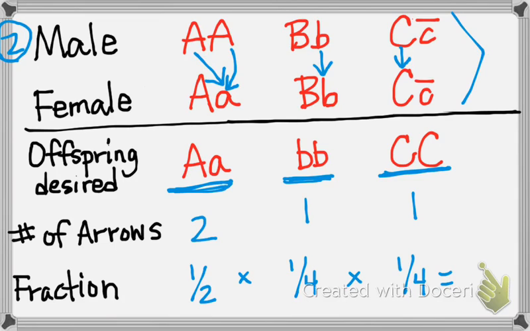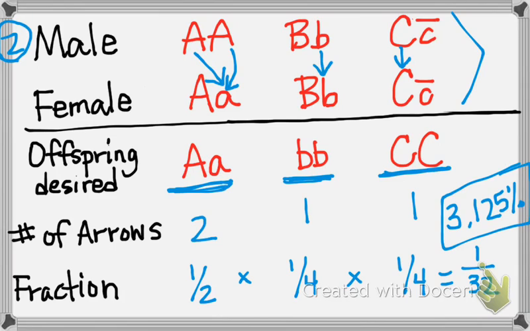Okay, so then you multiply those together. If you multiply those together, you have 1, of course, as your numerator. Your denominator, you're going to have 2 times 4 is 8. 8 times 4 is 32. So that is 1 over 32. Now, if you did the math on that and put that in a percentage, it is going to be 3.125%. Okay? So this would be your percentage of offspring from those 2 parents that would have this particular genotype.